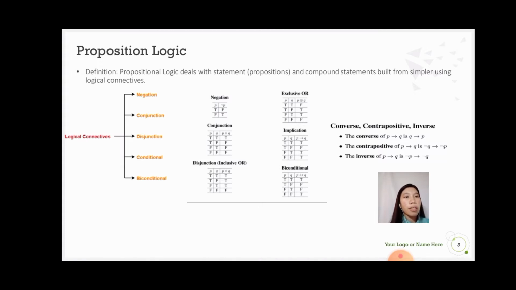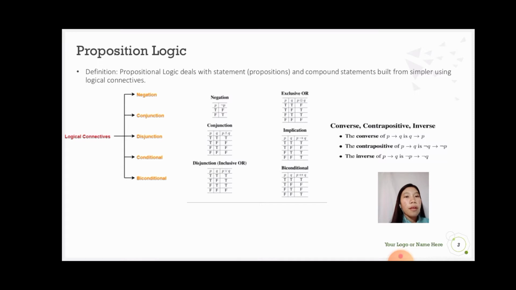The negation is the extension on P. That is how we identify their signs about connectives. And then exclusive OR has a circle in the center of P and Q. This is what we call exclusive.